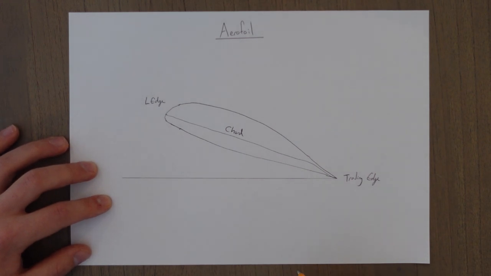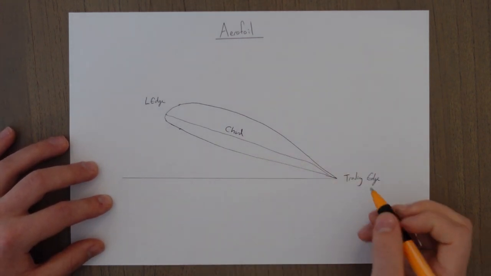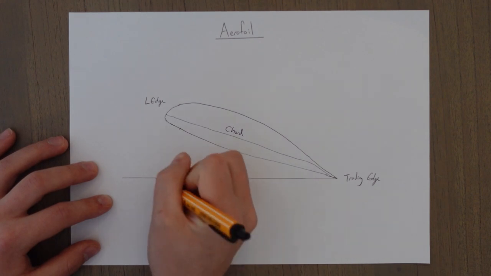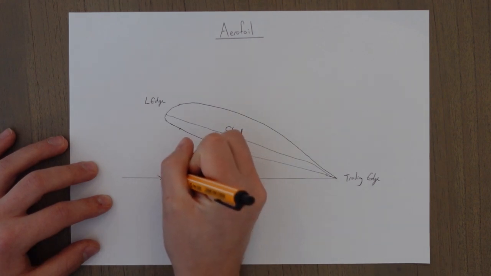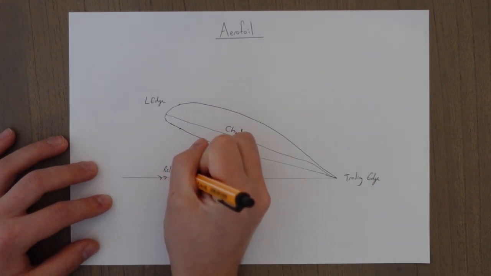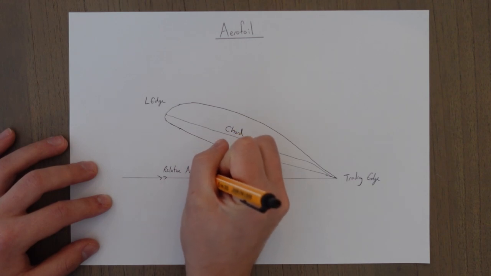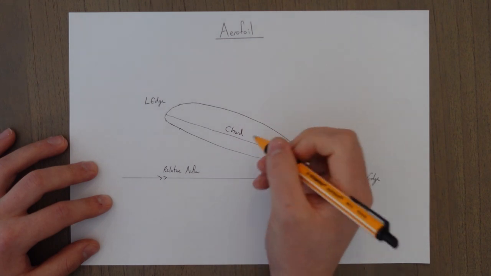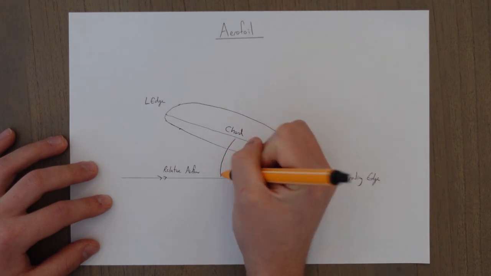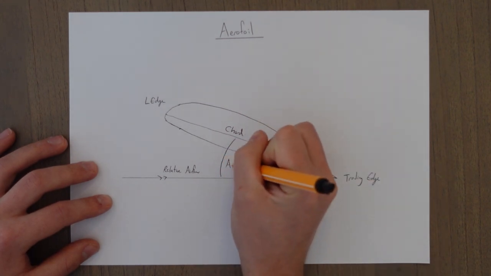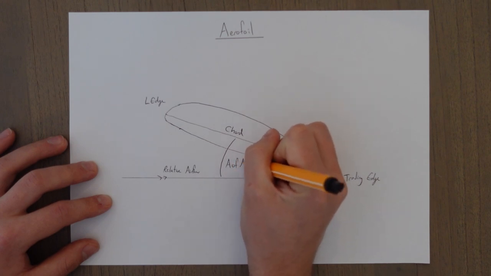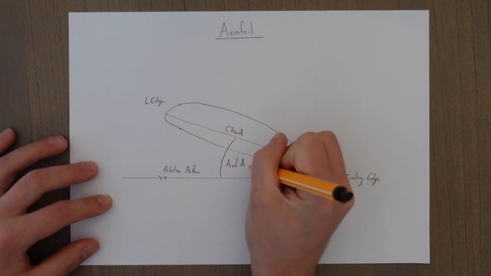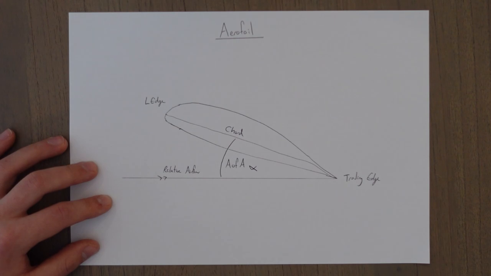Next thing to talk about is the angle of attack. This is the angle between the relative airflow, not the ground, airflow, and the chord of the wing. So it's this angle in here. It's your angle of attack, sometimes given the alpha symbol.